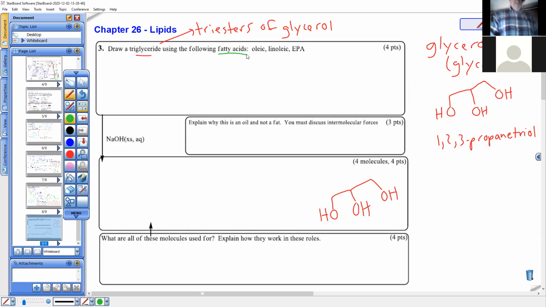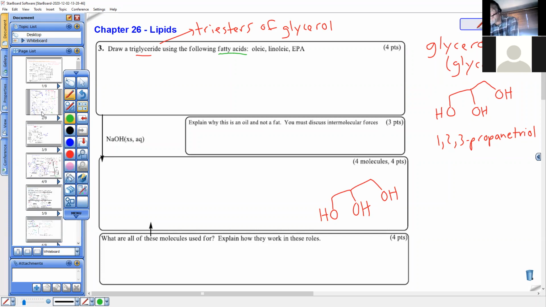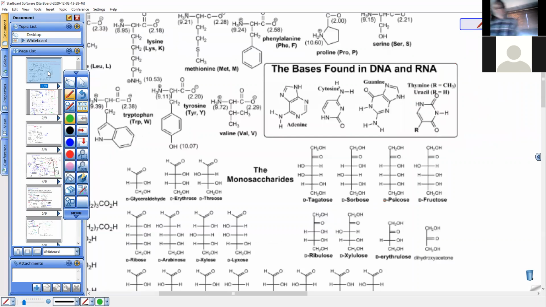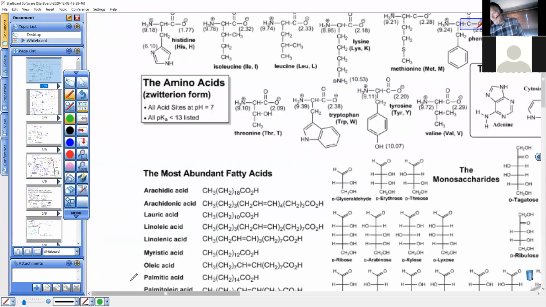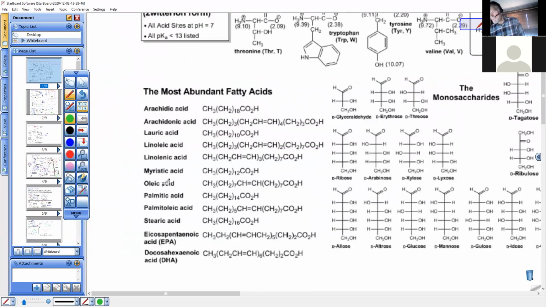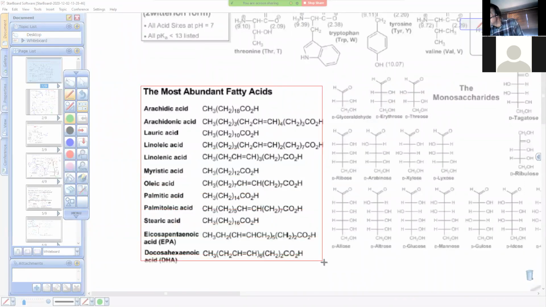Do you have to memorize those 3 carboxylic acids? Oh, please don't. We have to go to our useful handout on page 1 and find oleic, linoleic, and EPA. I'm just going to go grab them all. Oleic, linoleic. Oh, linoleic is different than linolenic and EPA. Should I just try to grab them all? See if it takes up a lot of space. There we go. The most abundant fatty acids.